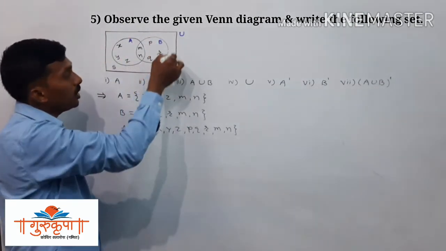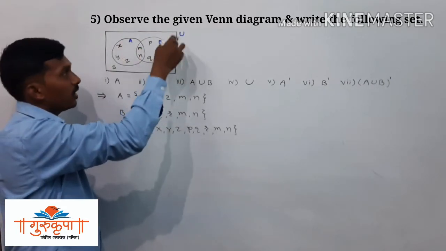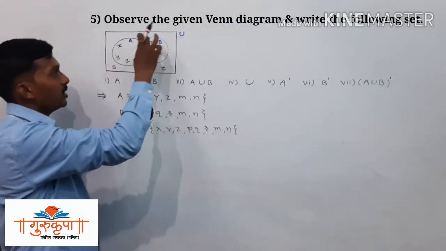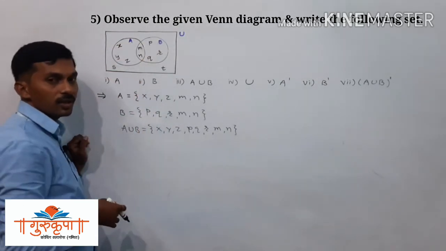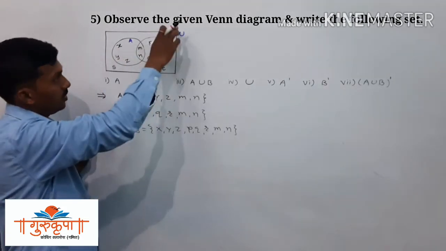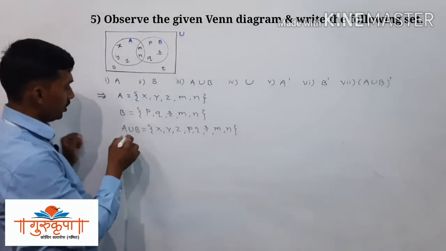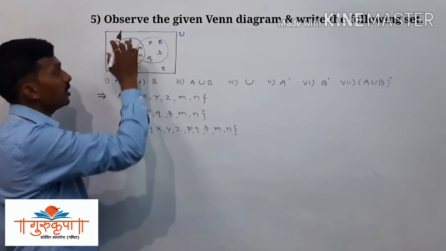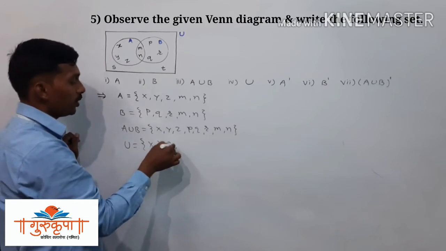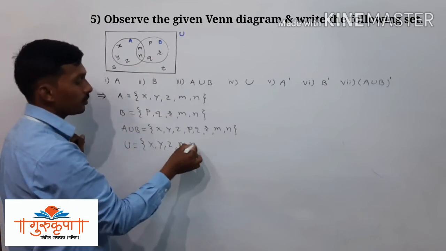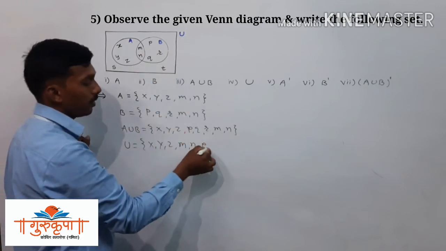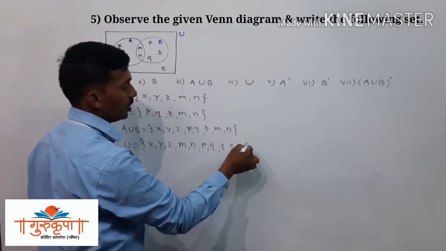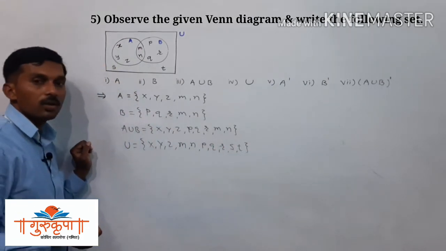So you have to write all the elements inside the rectangle, that is x, y, z, m, n, p, q, r and s, t. We have to write all the elements inside the rectangle. So here you will write U is equal to, that is the universal set, U is equal to, in the curly brackets, x, y, z, m, n, p, q, r and then s and t.